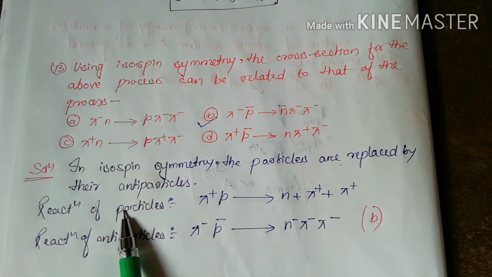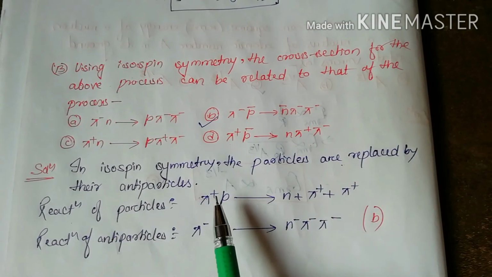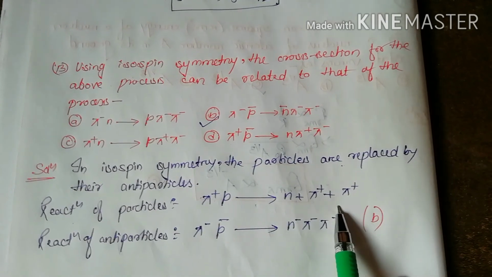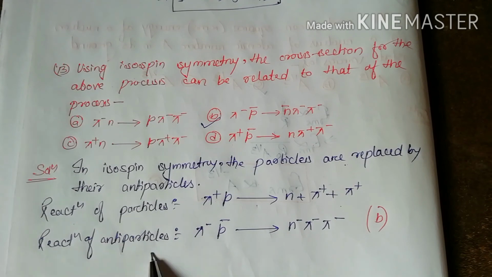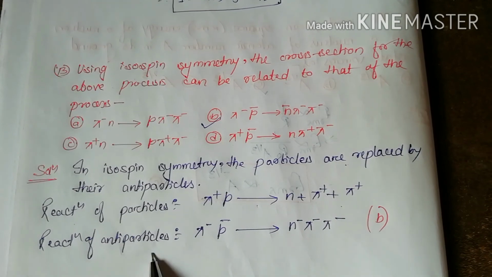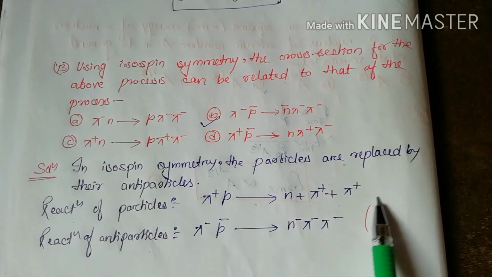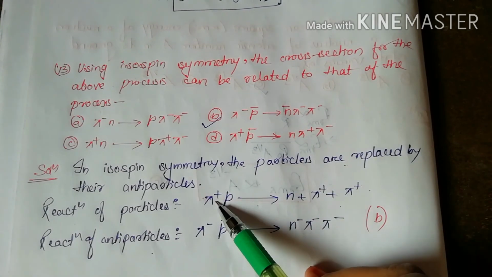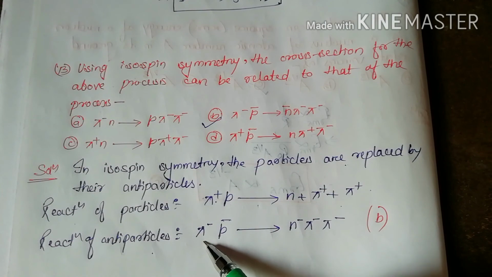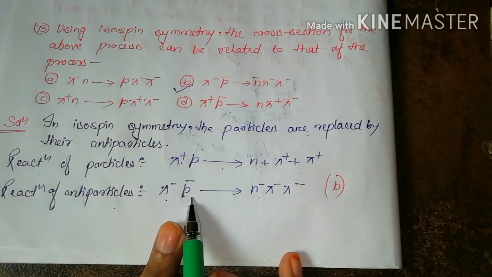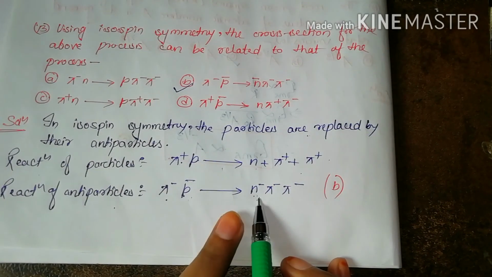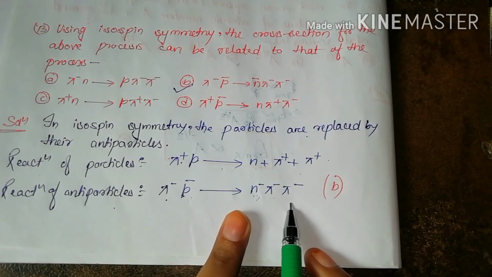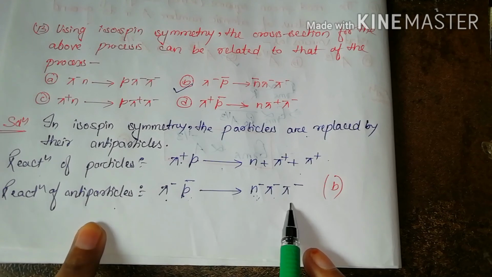Now for the particles, the reaction is what? Pi positive plus proton gives neutron plus pi positive plus pi positive. Now when we will write the reaction for antiparticles, we have to just do one simple thing, that we will replace all these particles with their antiparticles. So you can see for pi positive, its antiparticle is what? Pi negative. For proton it is p bar, and the antiparticle of neutron is antineutron, and pi positive is pi negative and pi positive is pi negative. So we can see here that the correct option is option B.